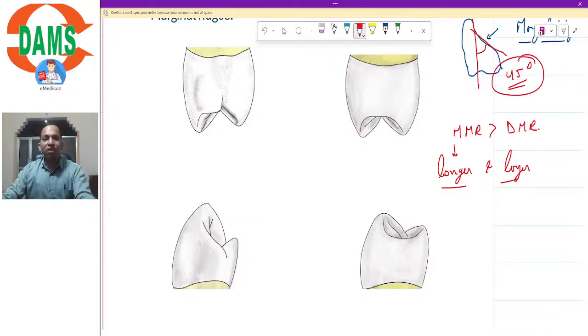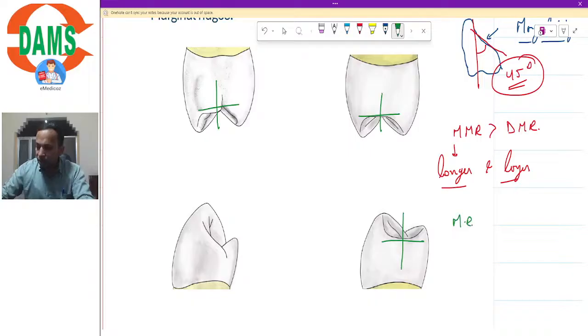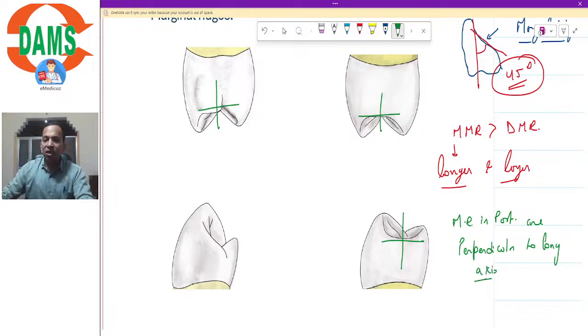Another thing, in comparison to the anteriors, in the anteriors, as I just told you, the marginal ridges are at an angle of 45 degrees. But in the posteriors, as you can notice, the marginal ridge is perpendicular to the long axis, isn't it? The marginal ridge is perpendicular to the long axis. So marginal ridges in posteriors, premolars and molars included, are perpendicular to the long axis of the tooth.